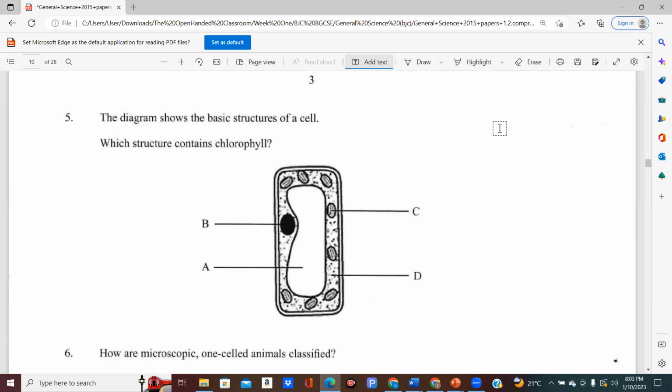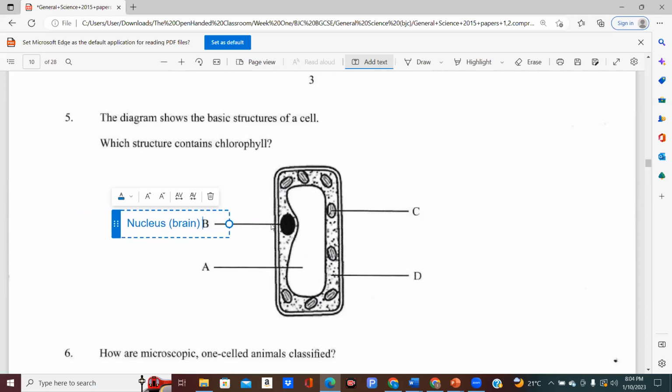Say it again. B. B is what? What do we call B? What structure is B? The cell? No, it starts with N. The nucleus. Yes, very good. B is the nucleus. And what is the function of the nucleus? This is the brain of the cell. It controls all the activities of the cell, right?